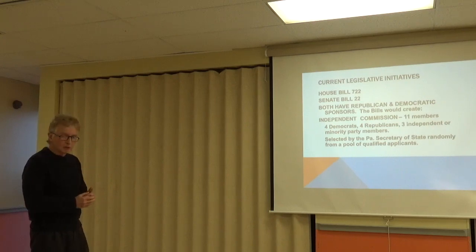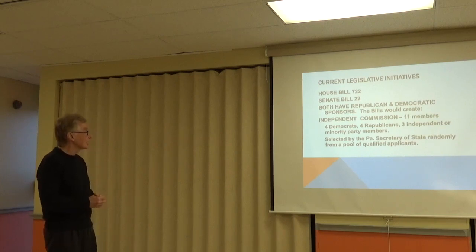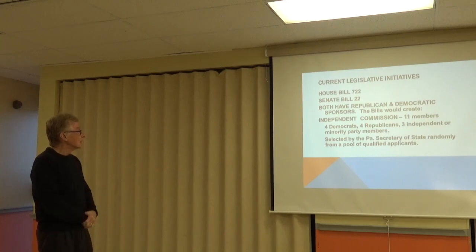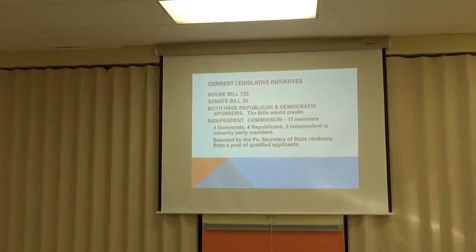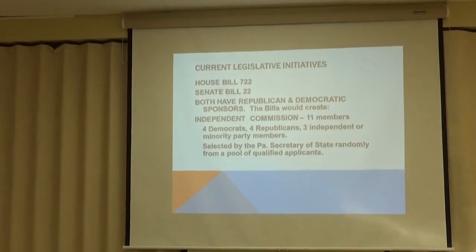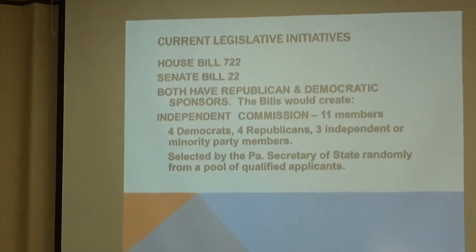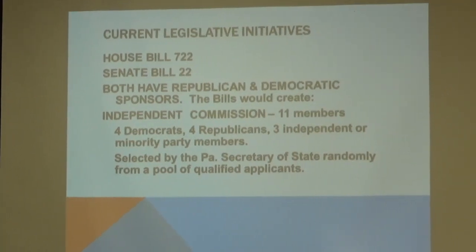Currently, we have 2 bills. The bills are exactly the same in both the State House and the State Senate that would, in fact, create that independent commission. House Bill 722 and Senate Bill 22. This independent commission would be made up of 11 members, 4 Republicans, 4 Democrats, and 3 independents or minority party members. These would be qualified people that would be selected randomly by the Pennsylvania Secretary of State.